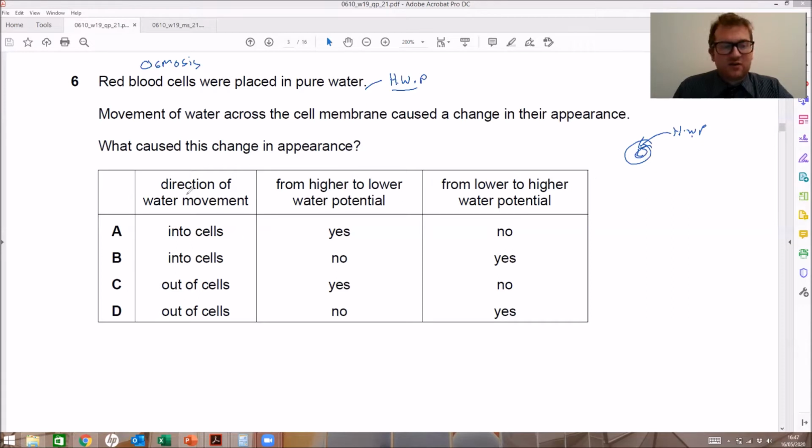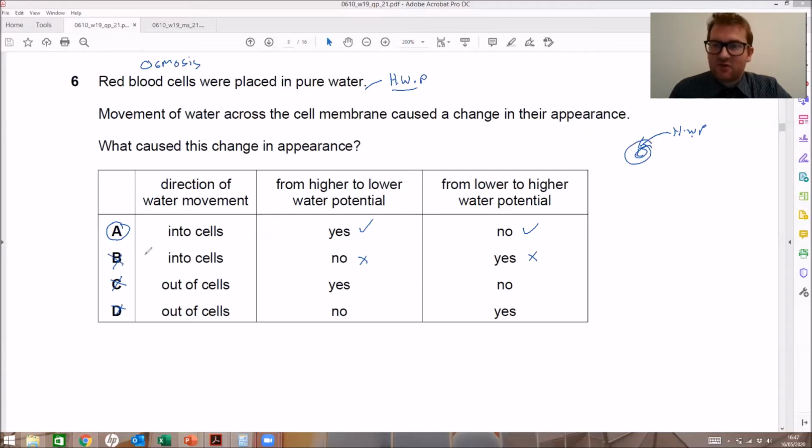Okay, so if we look at this question, it says direction of water movement. Well, we've already established that it's into the cells, so we can get rid of option C and D. And we know that it goes from a higher to lower water potential, which is here, yes, lower to higher, no. Okay, and that means option A is the correct answer here. Just to check, option B, higher to lower, no, that's incorrect. And this is incorrect as well. So that eliminates B for us.